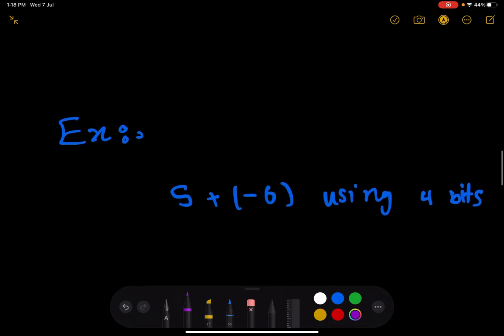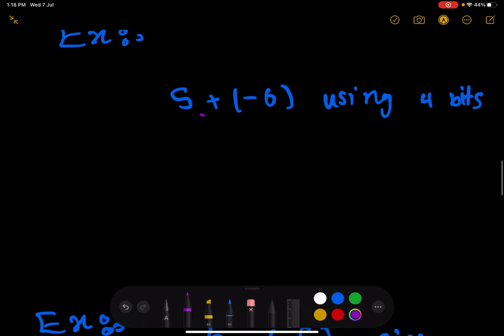So now we're going to go through the examples, and you will see that in these two examples you're not going to get an overflow, because as I said previously, overflow occurs when you're adding two numbers with the same sign and you get a different sign, or it requires more bits to represent the number.